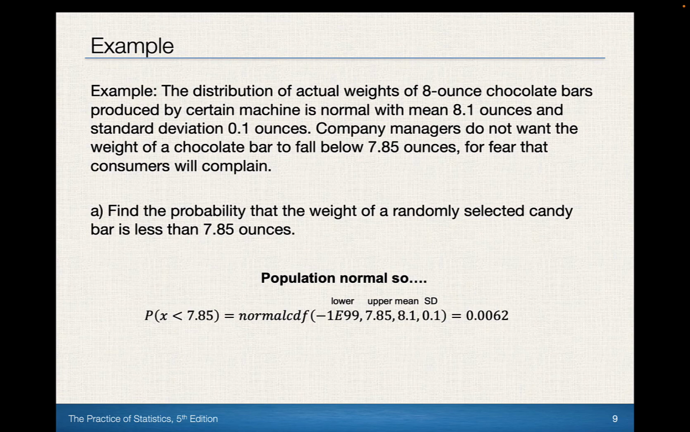So they told us that the population is normal, so I can get right to the point and calculate a probability that the value x is less than 7.85. And of course, we use our typical normal CDF with the lower bound, upper bound, and mean and standard deviation as listed. This is very classic basic calculations using the normal distribution, and you get a value of 0.0062, which is not incredibly high, absolutely. You'll notice again that the notations are absolutely vital. You'll notice I've not satisfied any conditions because this is not a sampling distribution. We are using the population distribution that has already been told to us to be normal to find this probability.